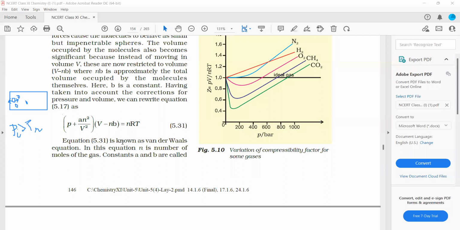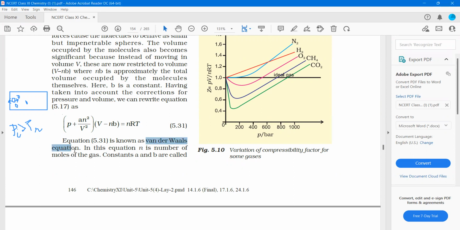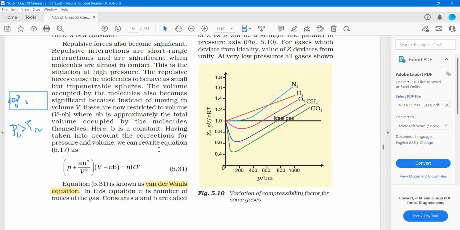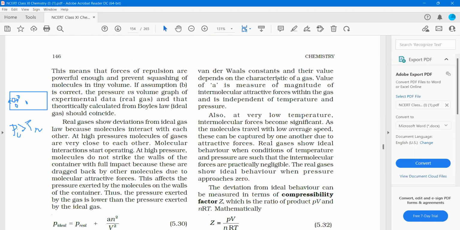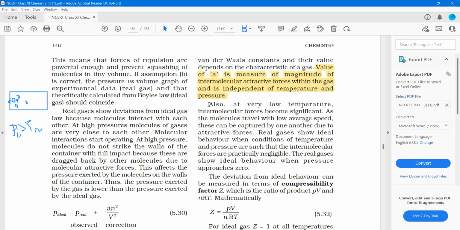Equation 5.31 is known as the Van der Waals equation. In this equation, n is the number of moles of the gas. And you must know how to derive it from the ideal gas equation. Now constants a and b are called the Van der Waals constants and their values depend on the characteristics of the gas. So in the question, you will be provided with the values of a and b, where a is the measure of the magnitude of the intermolecular attractive forces, as we studied with the gas, and is independent of temperature and pressure.